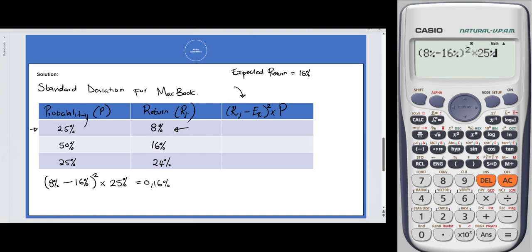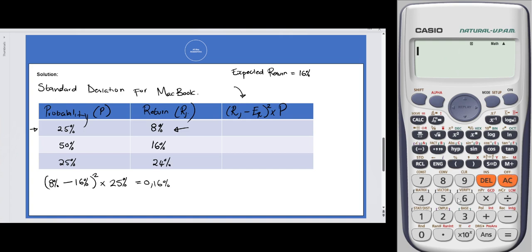So when you use a Casio, the things that you write down are the things that will appear on the calculator, which makes it easier for you as a student. Then you press the equal sign, and immediately you convert to a percentage. You don't do anything else, just times 100, and then your answer will come out like this. It's the same thing. So that is the 0.16% that we got.